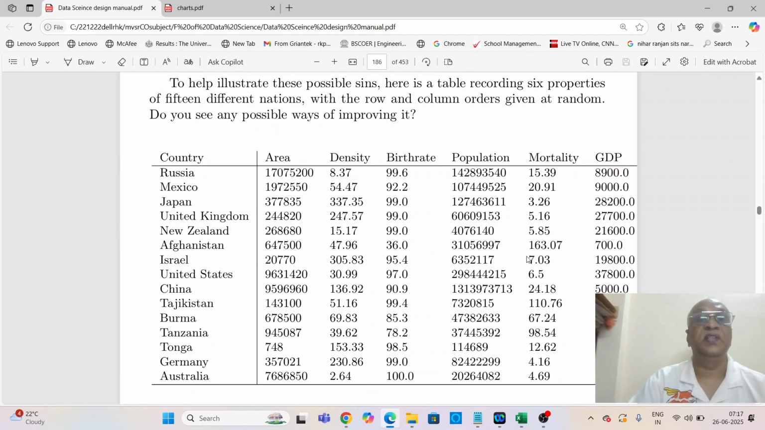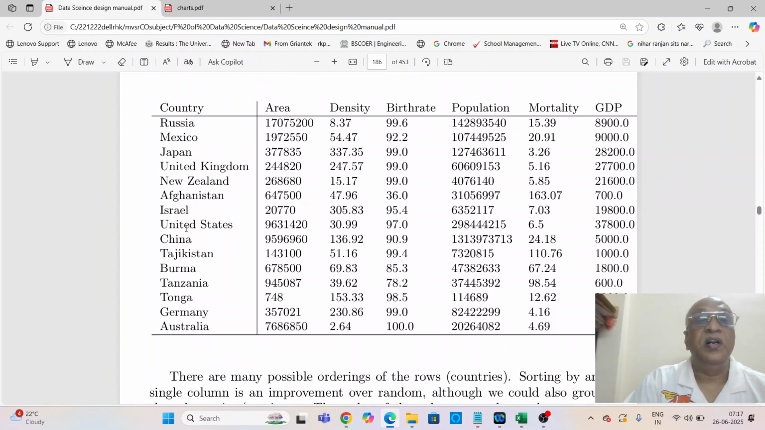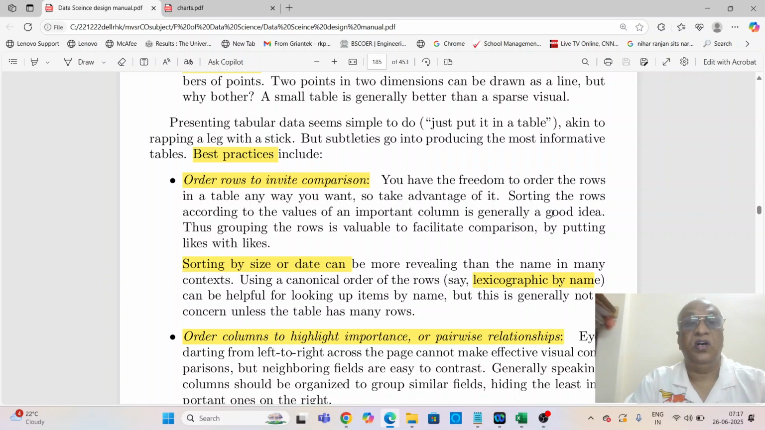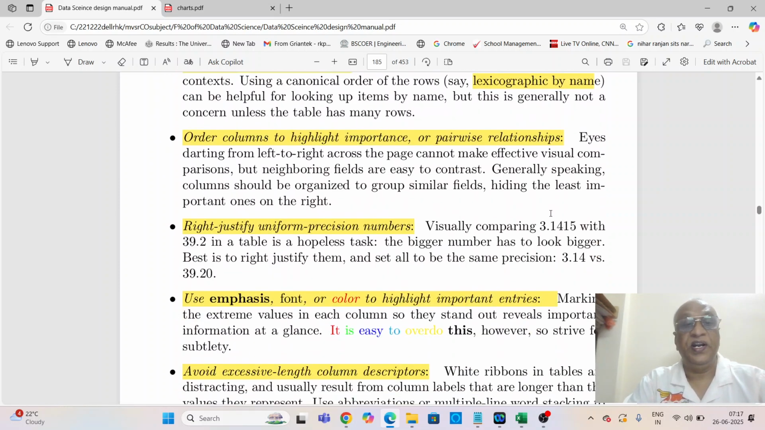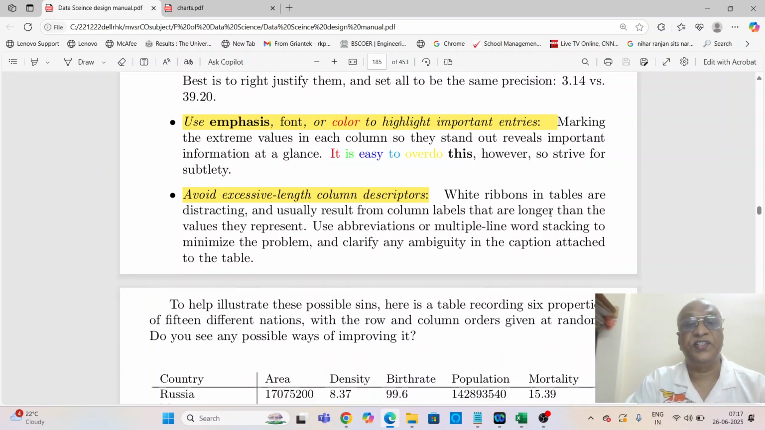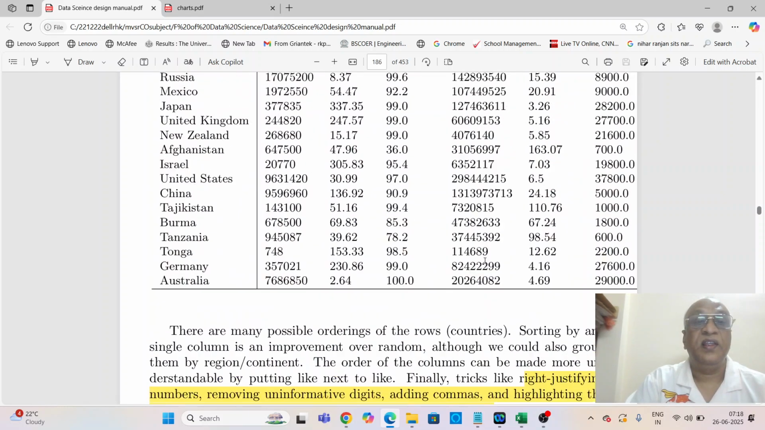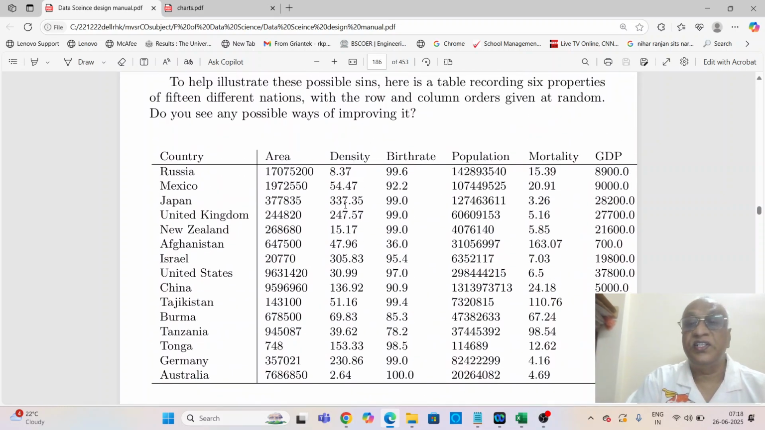Say for example, this is my data, right? This data is showing country, area, density, birth rate, population, mortality, GDP. Suppose I follow these best practices: ordering, sorting, right justify, emphasize, avoid excessive length, all that. So I may reorganize this table in this form.